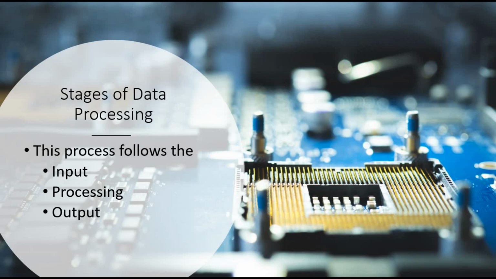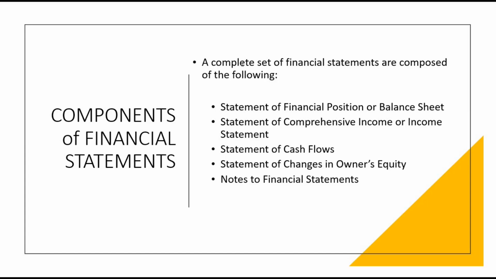Okay? So what are the components of financial statements? So a complete set of financial statements is composed of the following. So first, we have the statement of financial position or balance sheet, the statement of comprehensive income or income statement, the statement of cash flows, the statement of changes in owner's equity, and lastly, no, the notes to financial statements where other non-quantitative data, no, or information can be written, no, para mas ma-improve or mas ma-intindihan, no, mas meaningful, no, and relevant yung information na ibibigay natin sa ating mga users, usually the decision makers.